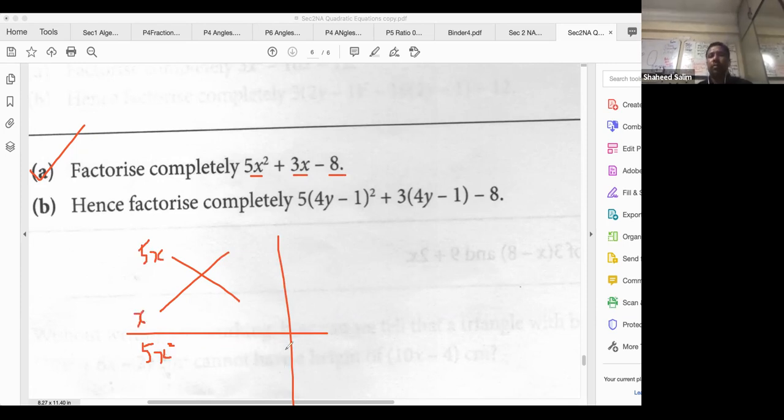Now minus 8. So for 8, there's 1 times 8, and 2 times 4. But now there are 4 possibilities. How come 4? There's only 2. Well, I write it again down here. You can have your minus here because you want to have minus 8. So 1 minus, 1 plus, or you can have your minus here. You know what I mean?